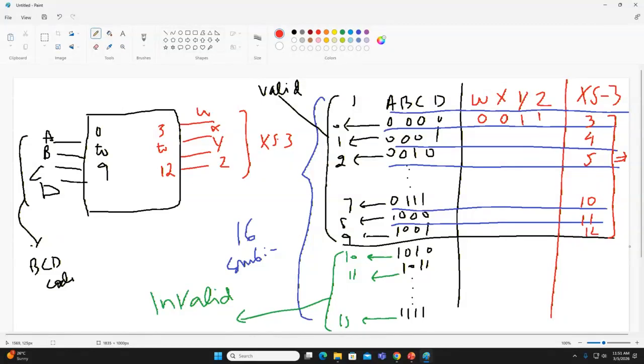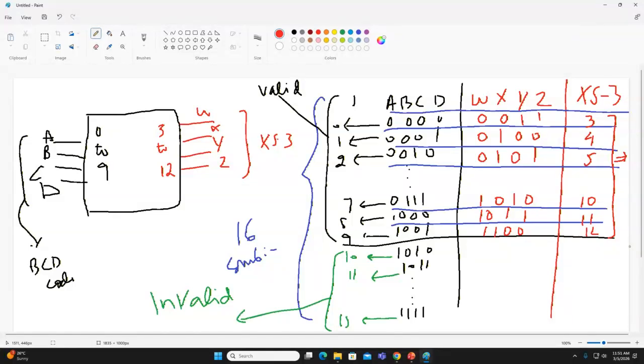0011. What will be the code for 4? 0100. And what is the code for 5? 0101. Code for 10. And what is the code for 11? What is the code for 12? 1100.